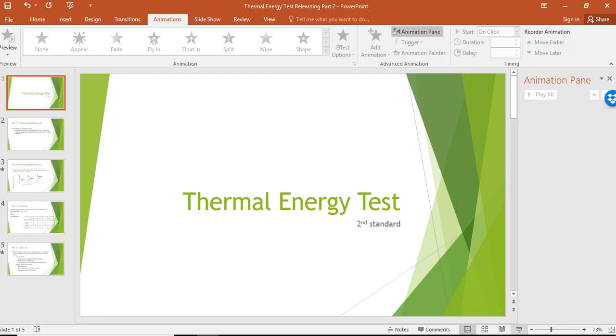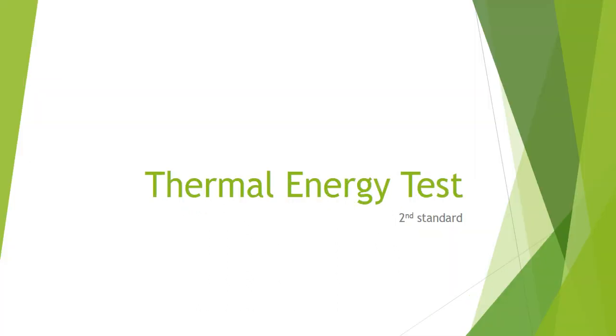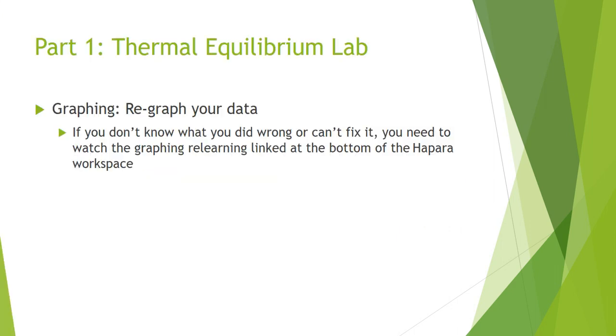Good morning. This is the relearning for the second standard on the thermal energy test. This standard had to do with dealing with the data from the two labs that we did. First, the thermal equilibrium lab, and then the food lab. The primary goal here was, can you use similar data to both graph and then make sense of that data?